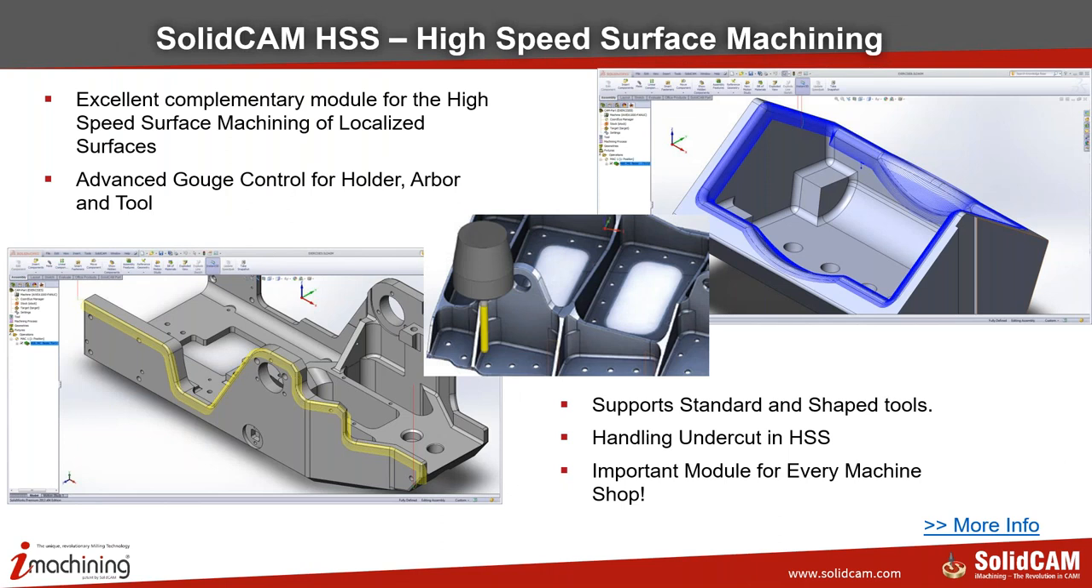We also have, as a part of our mold making bundle, a module called HSS, and this is for machining surfaces without the need to define any kind of boundaries. You can just pick the surfaces and it will machine them based on the pattern that you have defined. It's a very nice complementary module that goes along with the HSM. It has advanced gouge control for holder, tool, and arbor, supports standard as well as shape tools, and it's also very useful for machining undercuts. So it's very, very important.